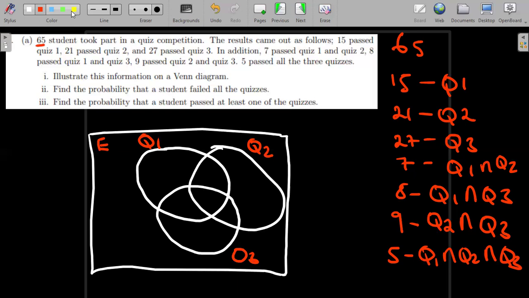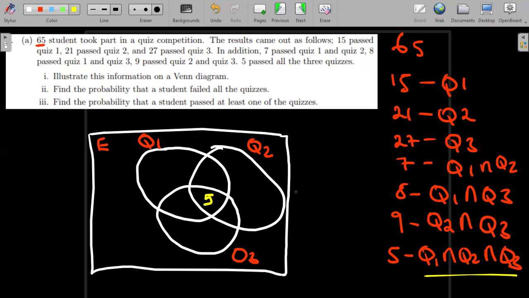So now where do we start from? We start from the ones that took all of them. So they're telling us that 5 passed all the 3 quizzes. So meaning here where all the 3 sets intersect, we'll put our 5 like that.